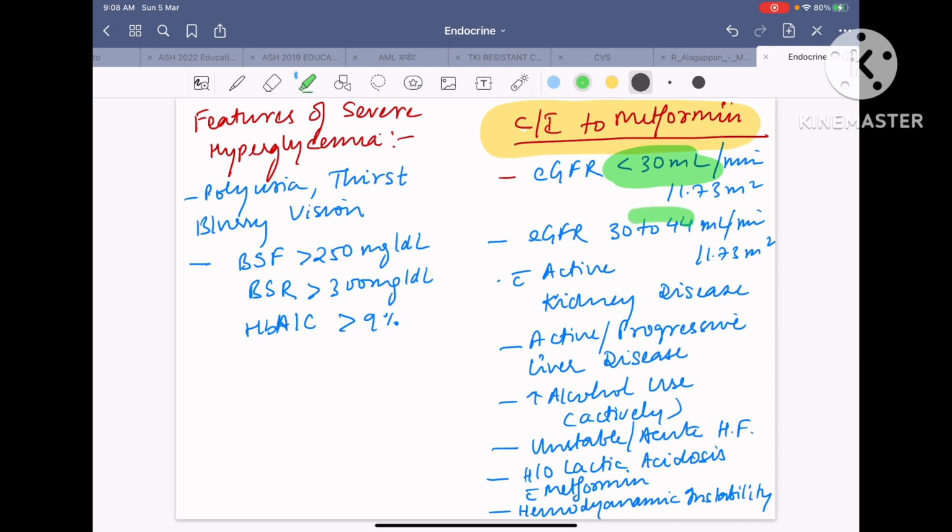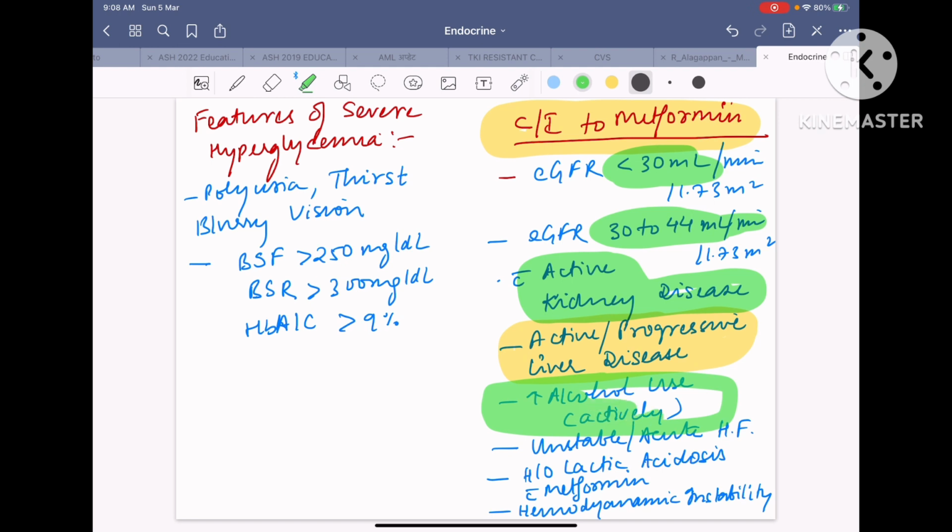If it's between 30 to 44 ml per minute per 1.73 square meters, along with an active kidney disease that is progressing, again metformin should be avoided. If there is an active or progressive liver disease, metformin should again be avoided. If the patient is a very active alcohol abuser, cannot stop alcohol intake, has a history of excessive alcohol intake and is actively taking it, we should avoid metformin.